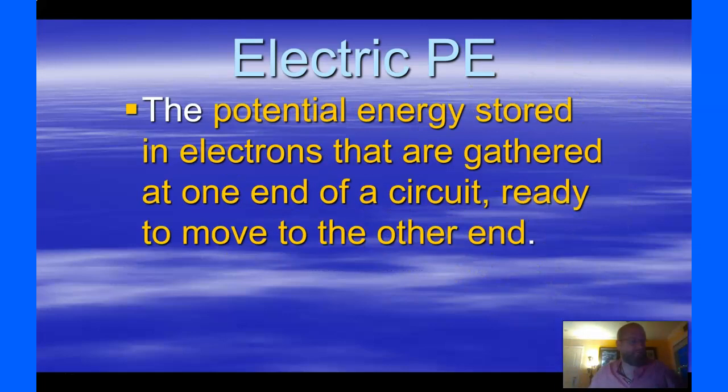Here you go. Potential energy stored in electrons that are gathered at one end of a circuit, ready to move to the other end. Write it down, pause, write it down, come back. Here we go. Okay, so a circuit is the path electricity follows to get from the negative end of a battery to the positive end.